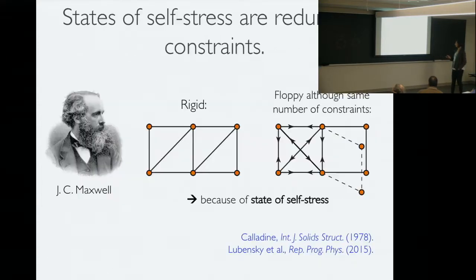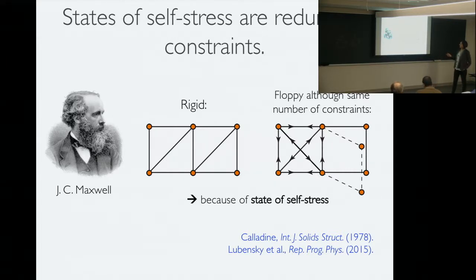Okay, cool. What I'm going to tell you is that polymer networks and these vertex models are in a different class. They're different from that. They don't do that. And so to explain that, I have to explain states of self-stress.